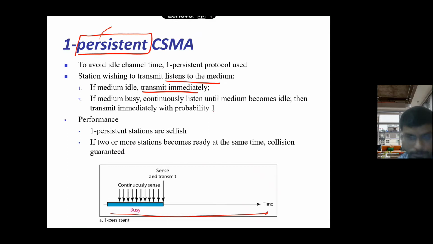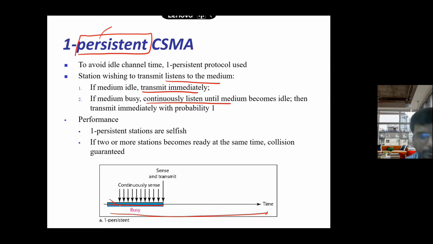He will not wait at all. So the transmit immediately is what, right? You're certain that you will immediately transmit at the probability of 1. But if the medium is busy, what should I do? I will continuously, persistently keep listening to the medium until the medium becomes idle. That's why it's called persistent schemes, where the medium is reported to be busy.